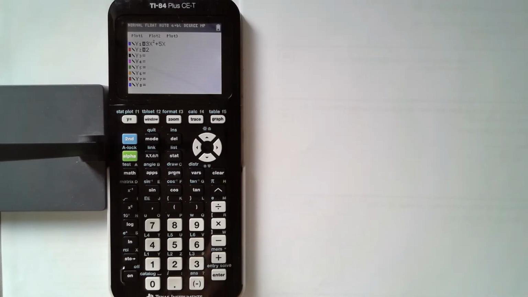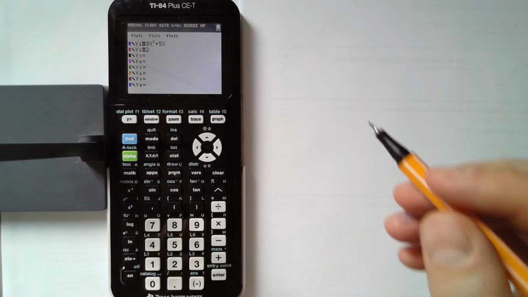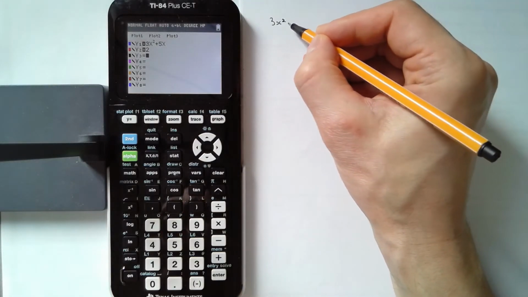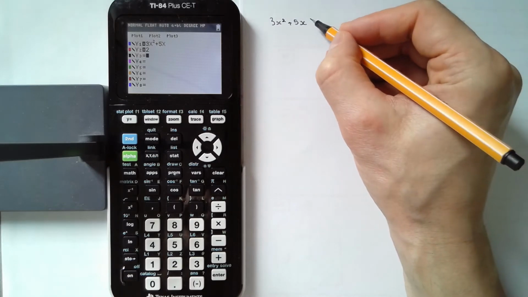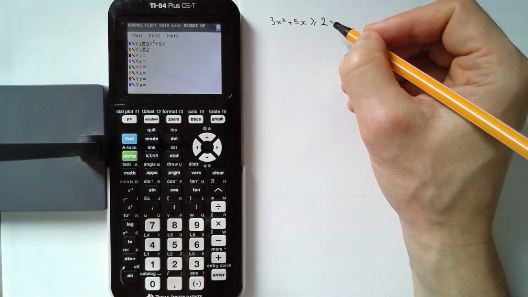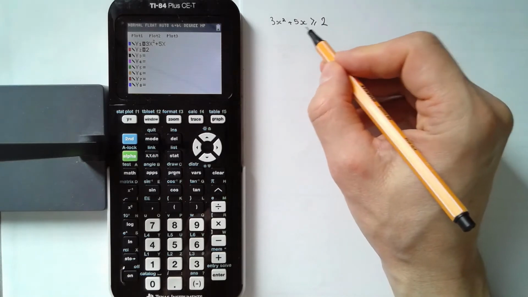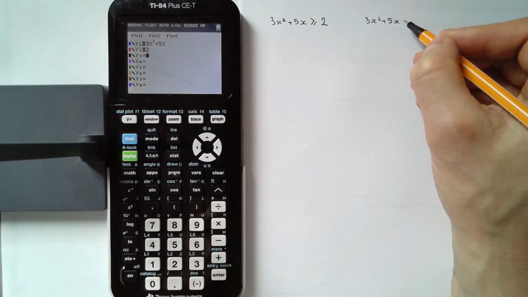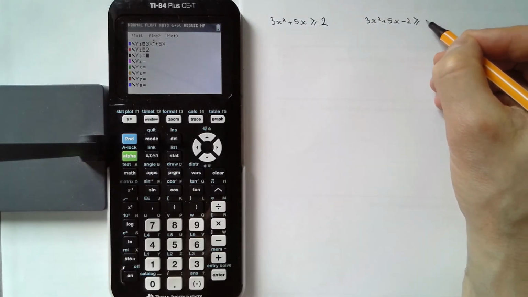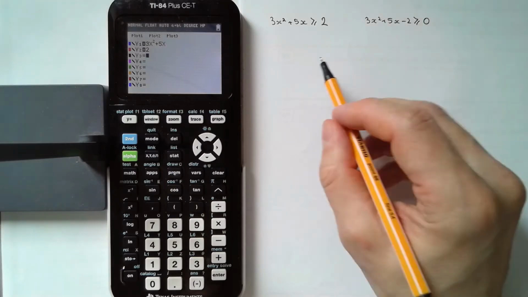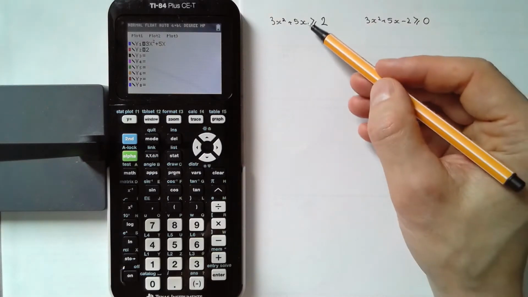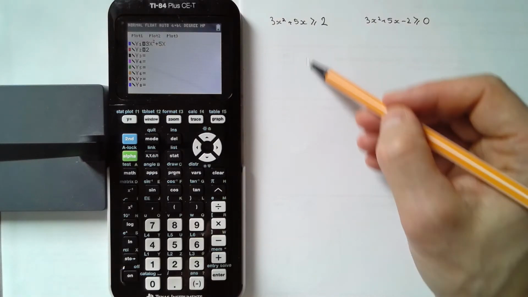Right, I will show you how to solve inequalities using the TI-84. The inequality we'll be solving is 3x squared plus 5x is greater or equal to 2. Notice I'm not going to rearrange this inequality into 3x squared plus 5x minus 2 is greater or equal to 0. The way of solving this and this inequality is analogous, so if you follow this process you will be able as well. Right, so how are we going to do that?